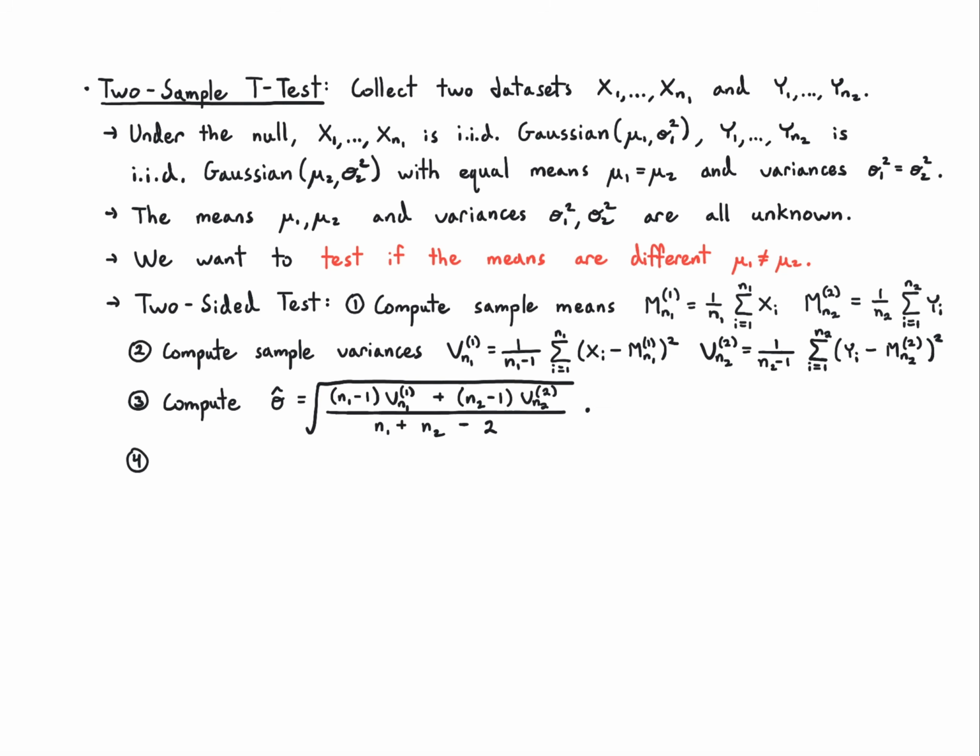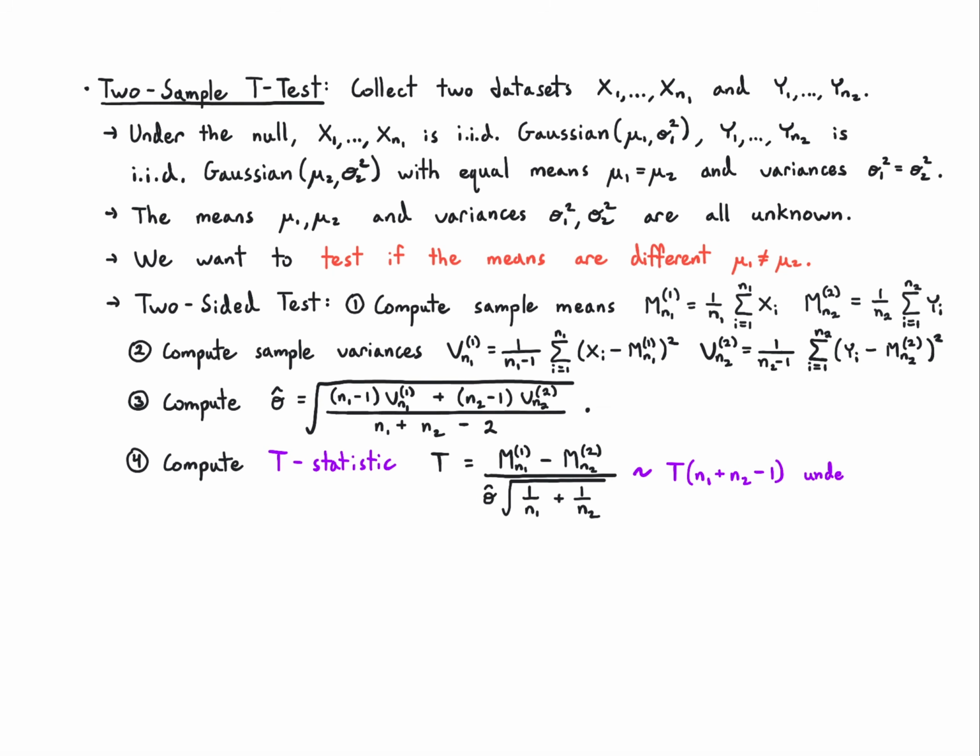So it's okay to combine the data to estimate the variance. Now what I'm going to do is compute the t-statistic. The t-statistic is going to take the difference of the sample means, divide by this sigma hat, and then multiply by the square root of 1 over n1 plus 1 over n2. It turns out under the null distribution, this has a t-distribution with n1 plus n2 minus 1 degrees of freedom. We can use that fact to compute the p-value.